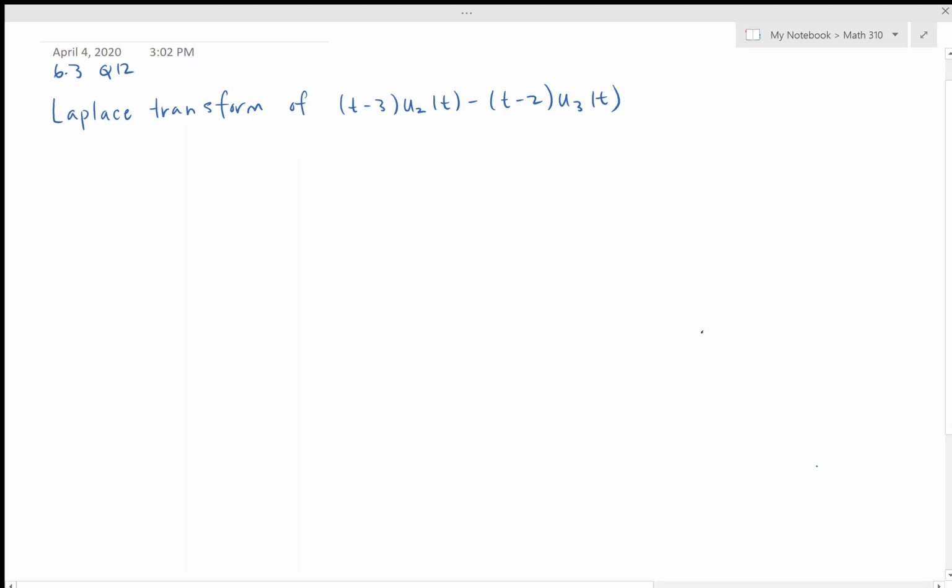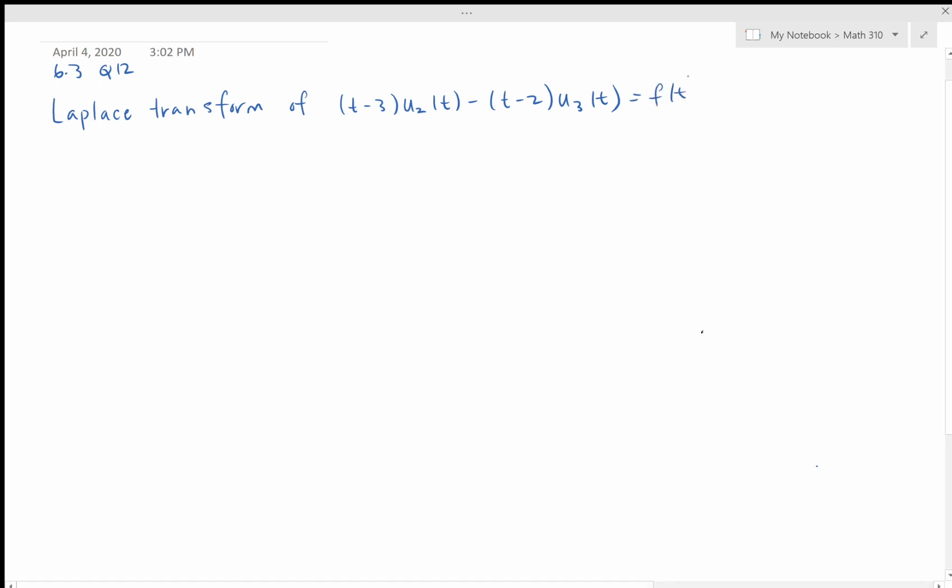Hi, this is an example of how to find a Laplace transform with a delayed forcing function. A student has asked me about this question, and I'm going to do it in gory detail, and I'm going to do it via two methods. So imagine we have this function here. I'm going to call it f of t.